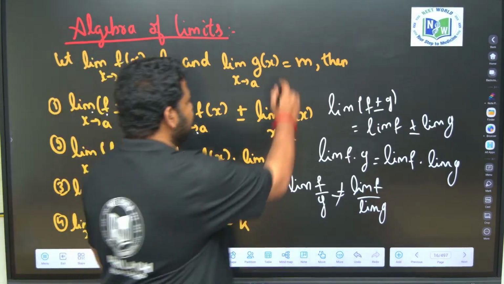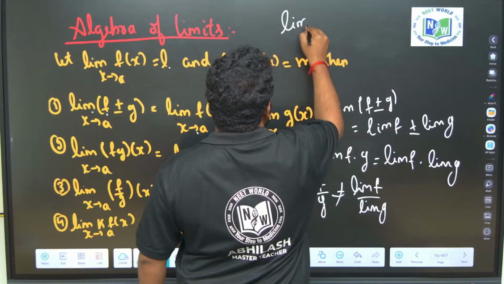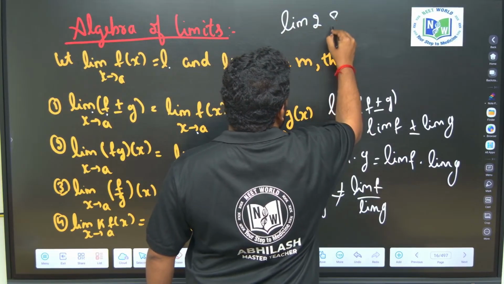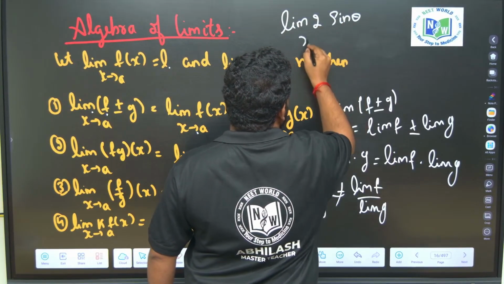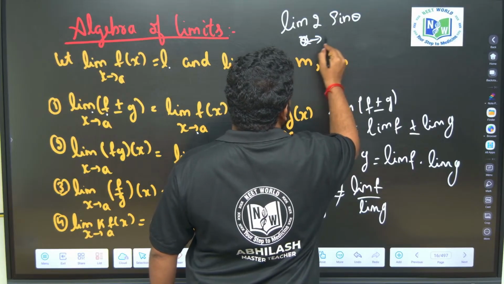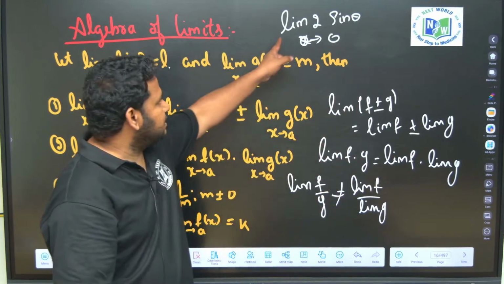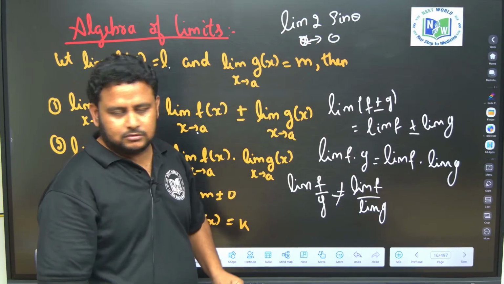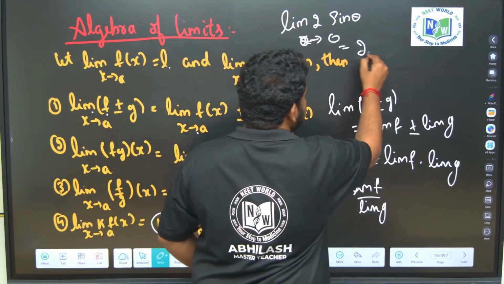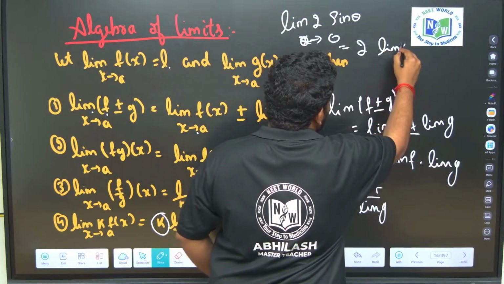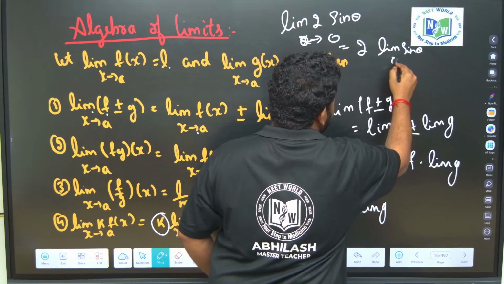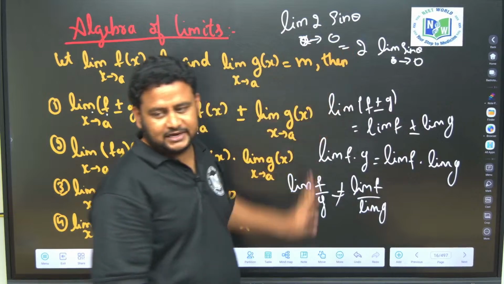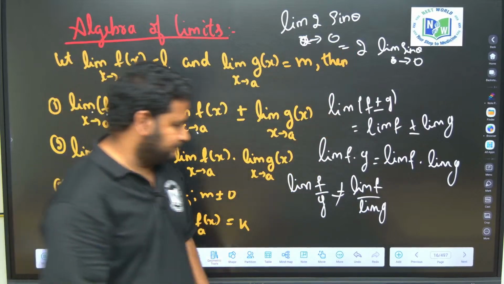Observe here carefully, I write an example for a constant. Limit of 2 times sin theta as theta tends to 0. Here what is the constant? 2. So this can be written as 2 times limit of sin theta as theta tends to 0. That is the meaning I am telling. Clear? Got it?